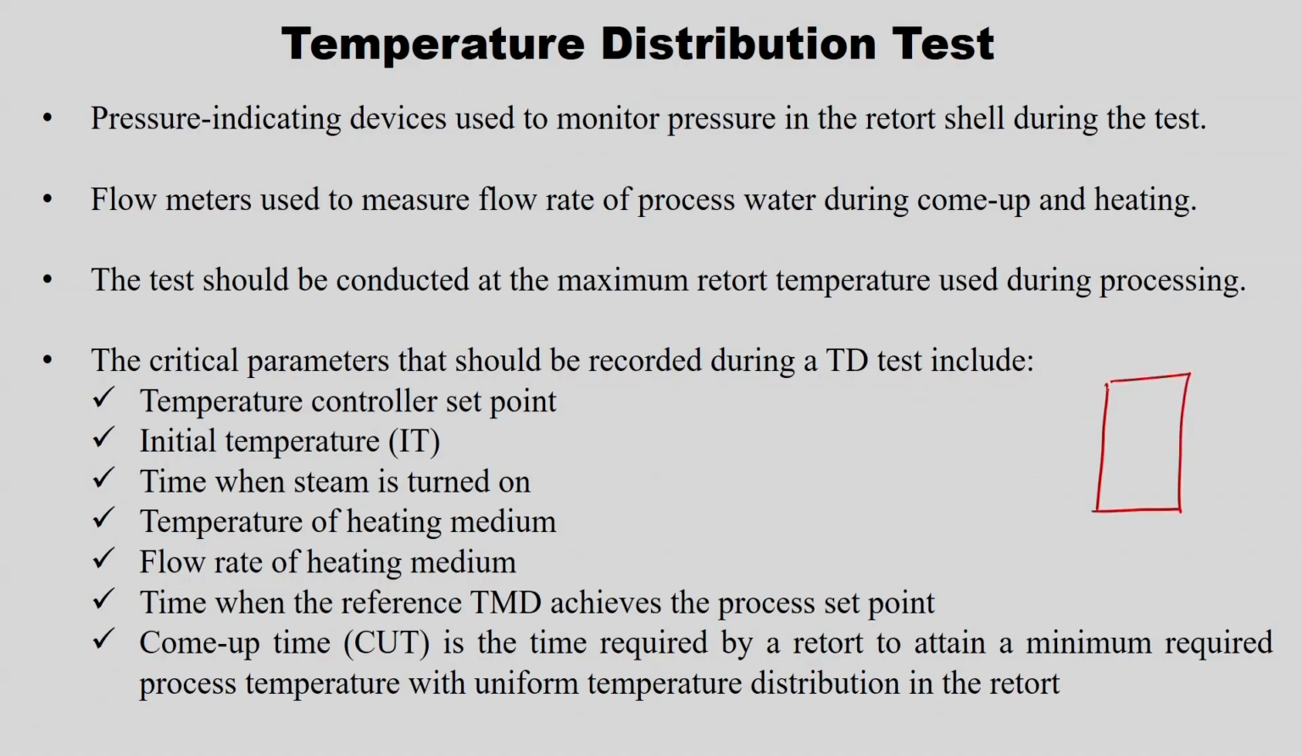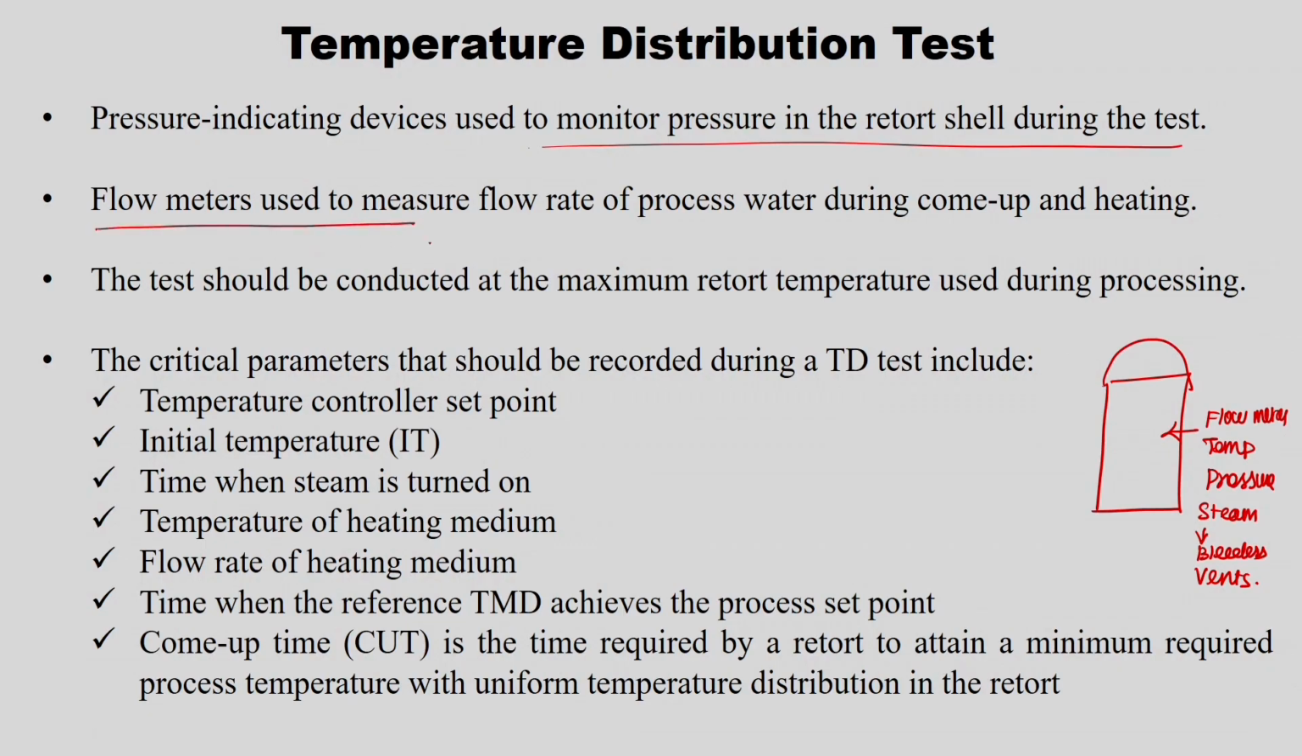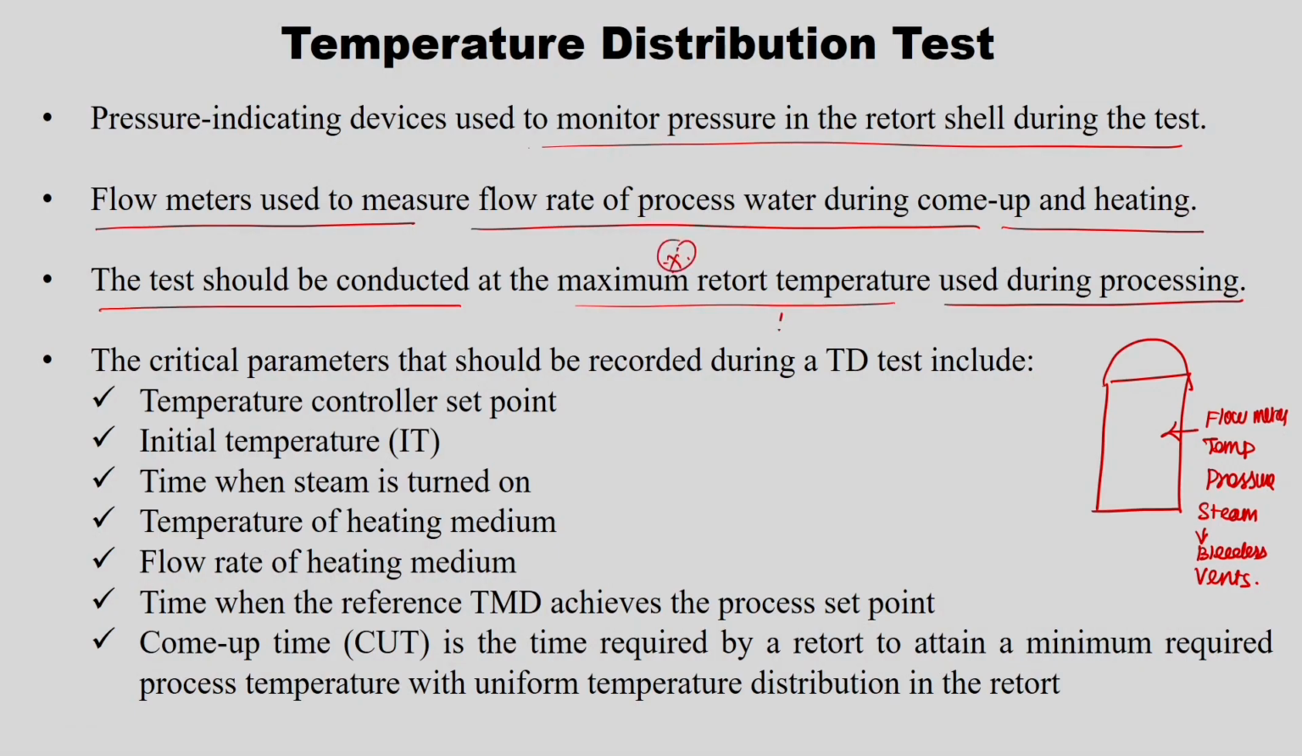So, the retort will have flow meters, then temperature detectors, then pressure indicators, then for steam the bleeders, vents, etc. I also need to ensure the pressure indicating devices are used to monitor the pressure in the retort shell, and the flow meters are used to measure the flow rate of the process water during come up and heating time. Also the test should be conducted at the maximum retort temperature used during the process, say 121 degree. These are also to be ensured while doing the temperature distribution test.